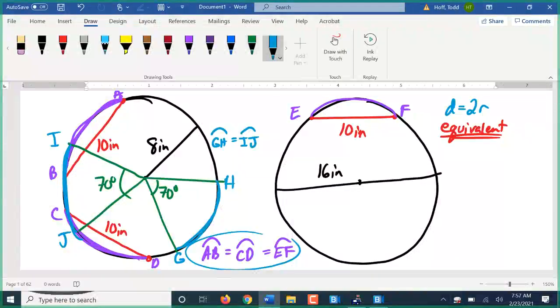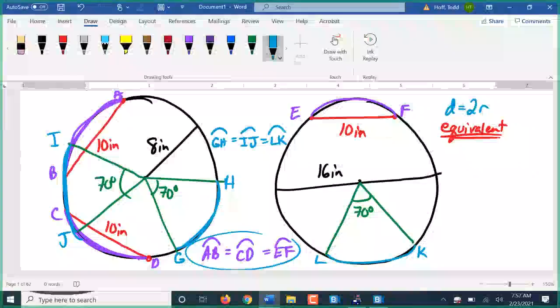And of course, the next step would be to go over to this circle with the same radius. I put a 70-degree central angle in there. It cuts an arc. If I call that LK, arc LK is also equivalent to those 2 arcs because the circle has the same radius and we have the same central angle. This allows us to find missing features within a circle and from one circle to another.